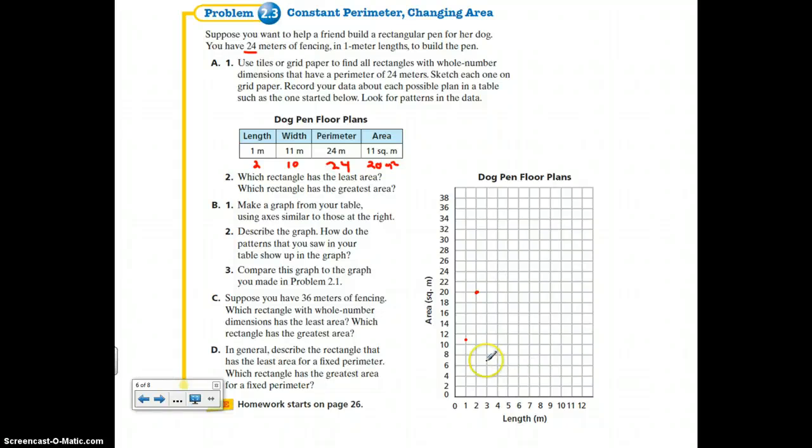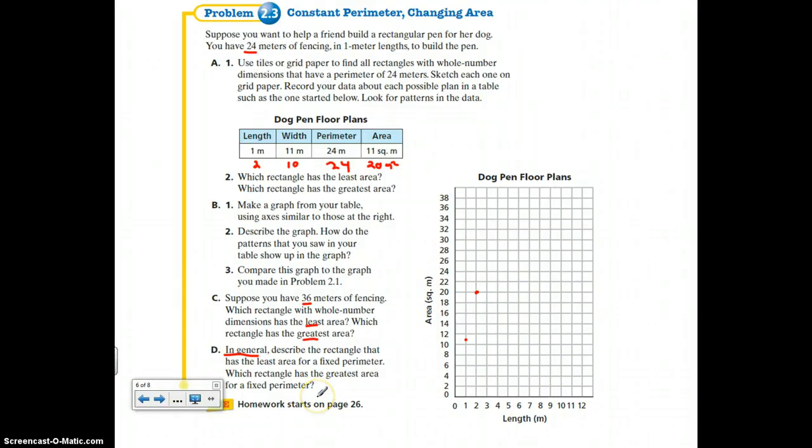Question C says if you have 36 meters, so now they've changed the perimeter. Which rectangle will have the least area and which will have the greatest? You might see a pattern here as you count up in length what's happening to the area. You might be able to predict which one, or you might have to write them all out. On question D, it says, in general, describe the rectangle that has the least area for a fixed perimeter and which rectangle will have the greatest area. We had this problem in 2.1 also. You can look back. They were asking, though, about area. So in general, the rectangle with the least area was closest to a square, and the rectangle with the biggest area was the long, skinny one. So see if there's something similar happening with perimeter.